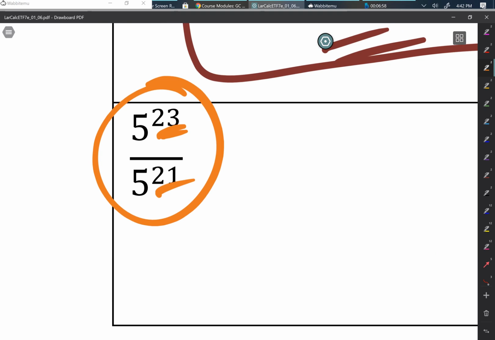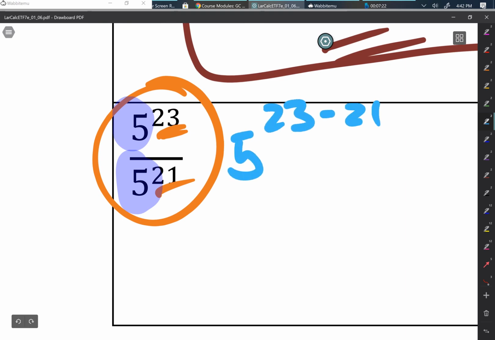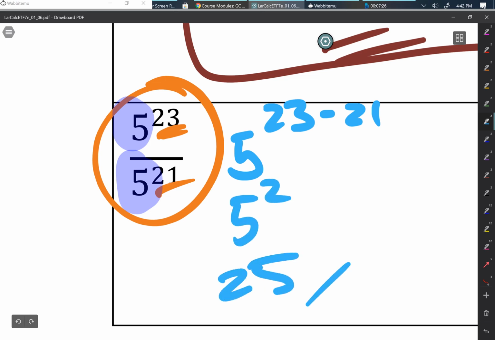So once again, I'm just going to make use of a simple property of exponents that says when you have the same base, in this case, my base is 5. My base here is 5, my base there is 5, and if they have the same base, then I can just do a simple calculation. This becomes 5 to the 23 minus 21. 23 minus 21 is 2, so 5 to the second, and 5 to the second is 25.